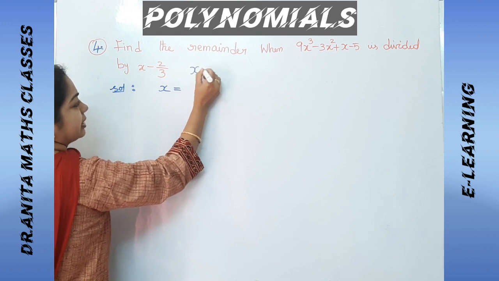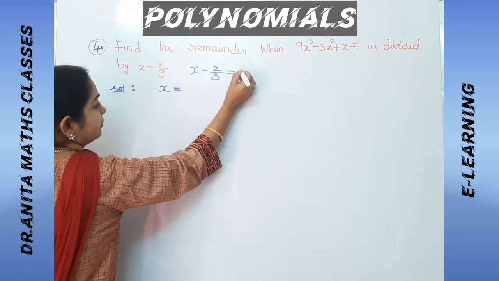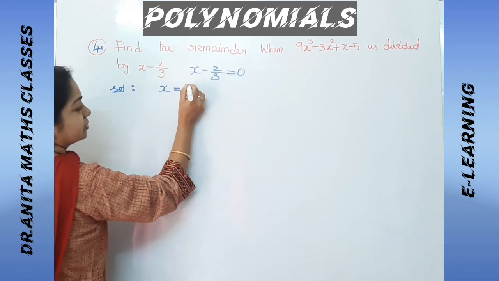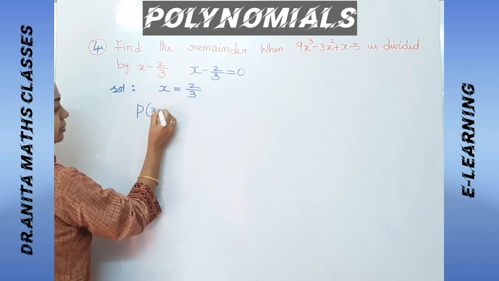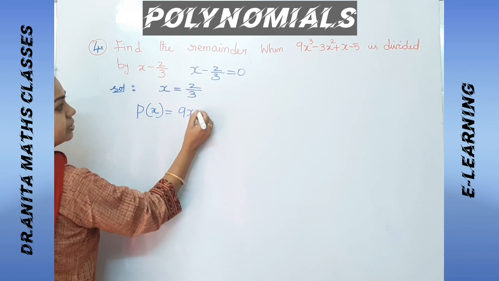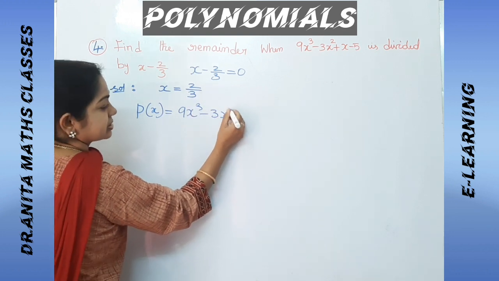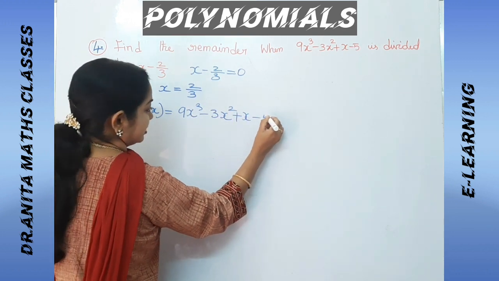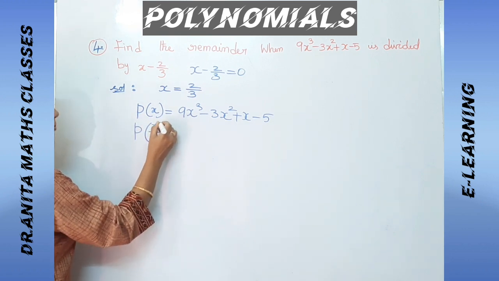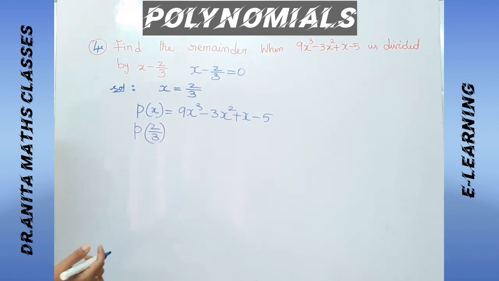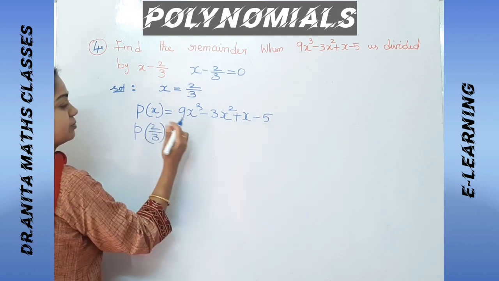So x minus 2 by 3 equals 0. If it goes to that side, it is plus 2 by 3. So we will substitute in the polynomial. P of x is equal to 9x cube minus 3x square plus x minus 5. So let us substitute. P of a is the remainder. Here a is 2 by 3.